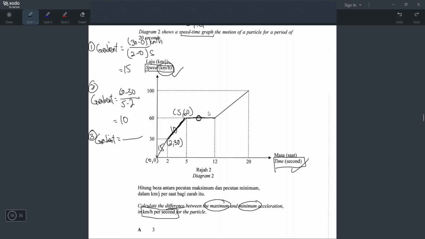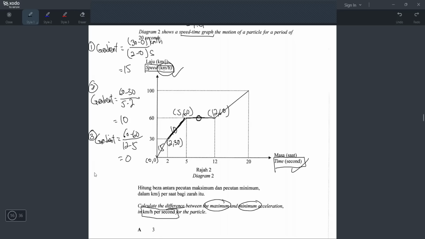Let's find 2 points. Let's use this point, 12, 60. Yeah, you can see you really get 0. Y minus y is 60 minus 60. X minus x is 12 minus 5. Can you see you get 0? Because 60 minus 60 is 0, and 0 divided by anything is 0. So the gradient is 0. It means there's no acceleration happening here. The acceleration is 0.